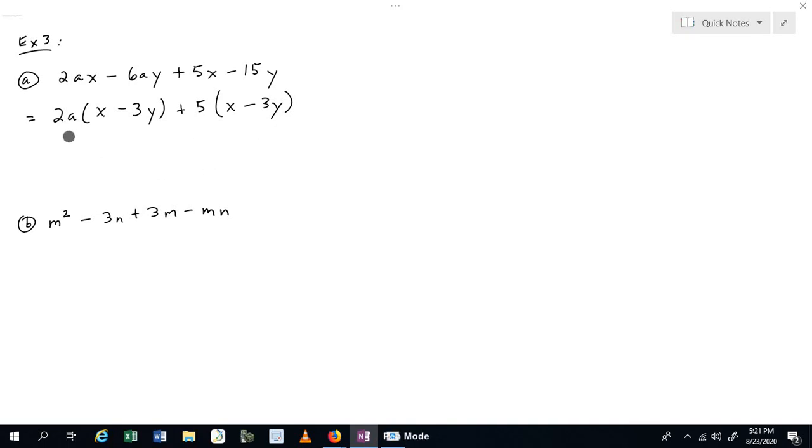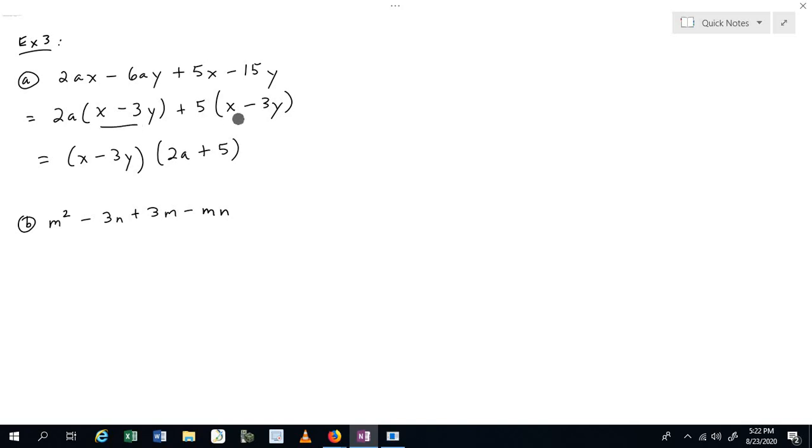So notice, here you've got two terms, right? You have this term plus this term. They have something in common, right? x minus 3y. And so we're going to factor that x minus 3y out front. When I yank it out of here, I'm left with 2a. And when I yank it out of here, I'm left with plus 5. Okay, so that's how this will factor. So factoring by grouping did work in this case.